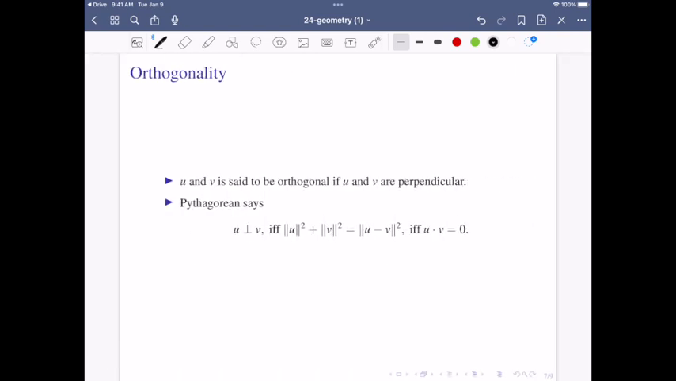Orthogonality. Orthogonality means 90-degree vectors. So u and v are said to be orthogonal, or perpendicular, if they are at 90 degrees.